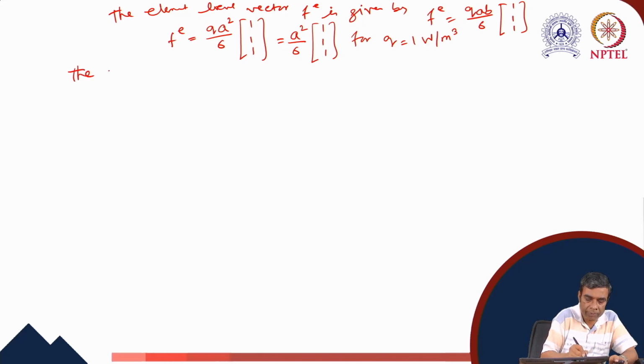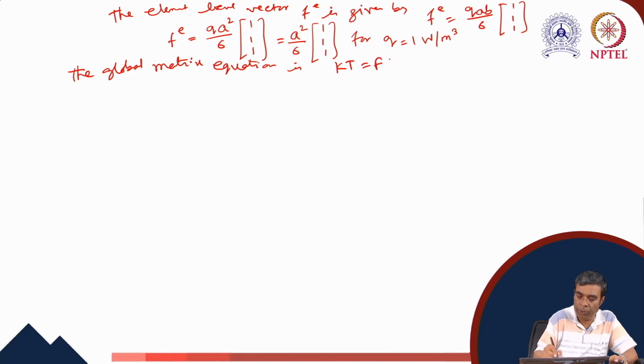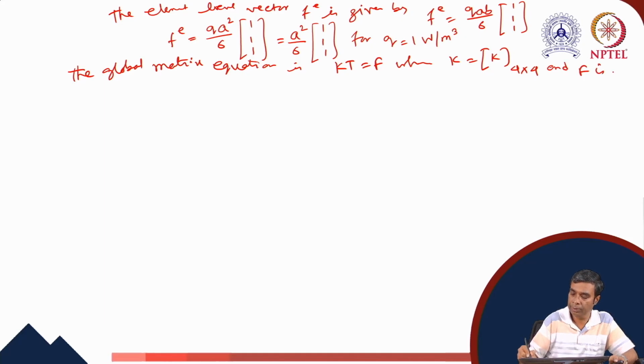The global matrix equation is KT equals F, where K is a 4 by 4 matrix and F is a 4 by 1 vector.